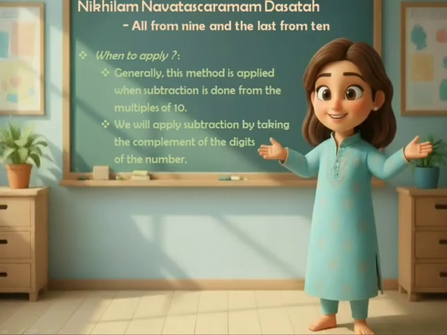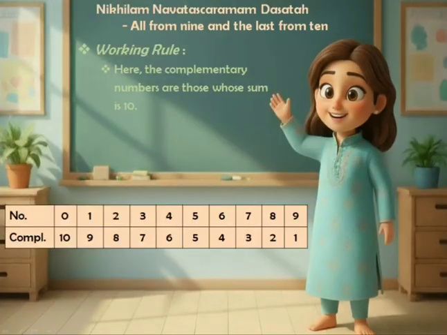This sutra is generally applied when subtraction is done from the multiples of 10 like 100, 1000 or 10,000. The trick is simple. Instead of borrowing, we take the complements of the number. Each digit is subtracted from 9 and the last digit from 10.